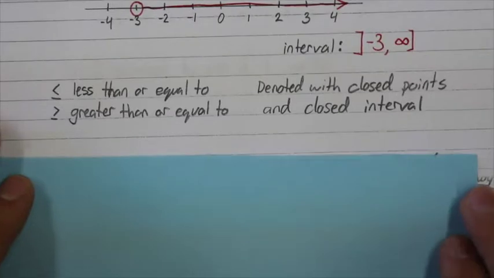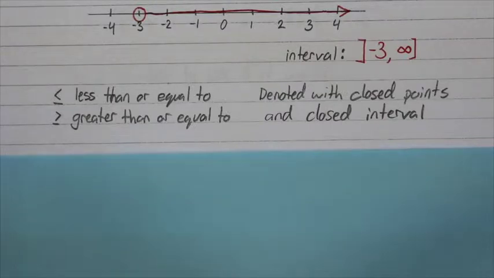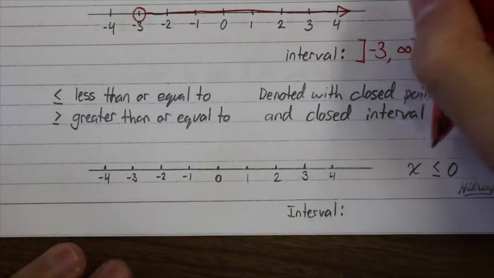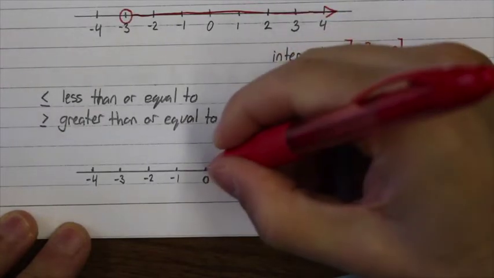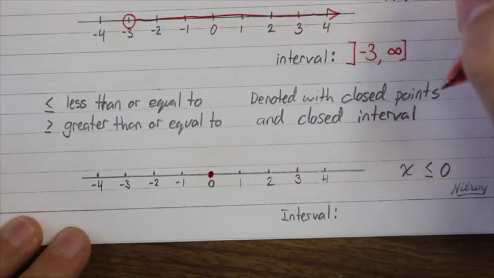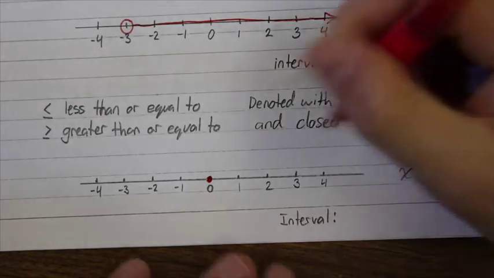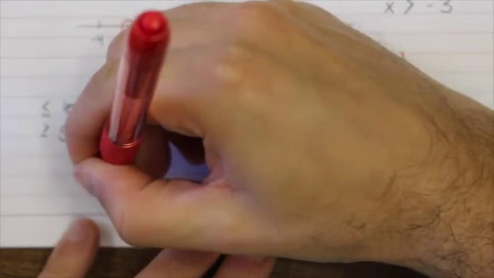Our next set is your less than or equal to and your greater than or equal to. So here we use a closed point, meaning a solid dot. So here x is less than or equal to 0. It starts at 0, and we're going to use a solid dot because 0 is included in this interval. x is less than 0, so our number line goes downwards.